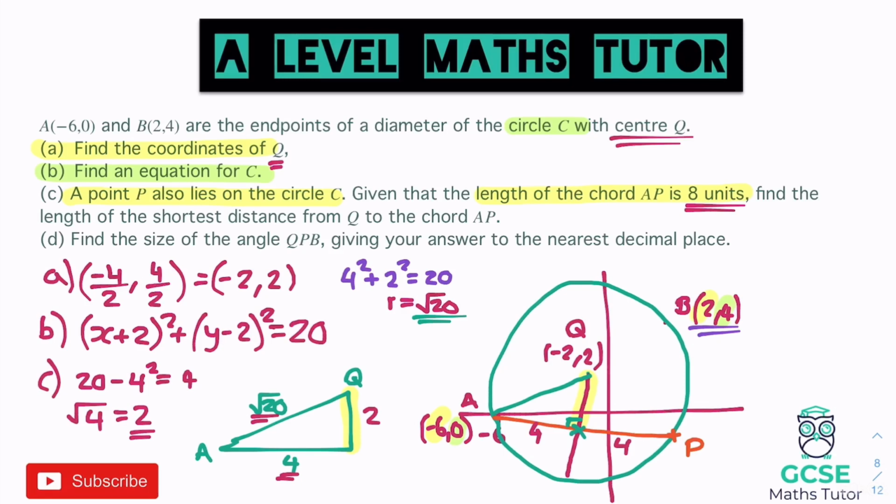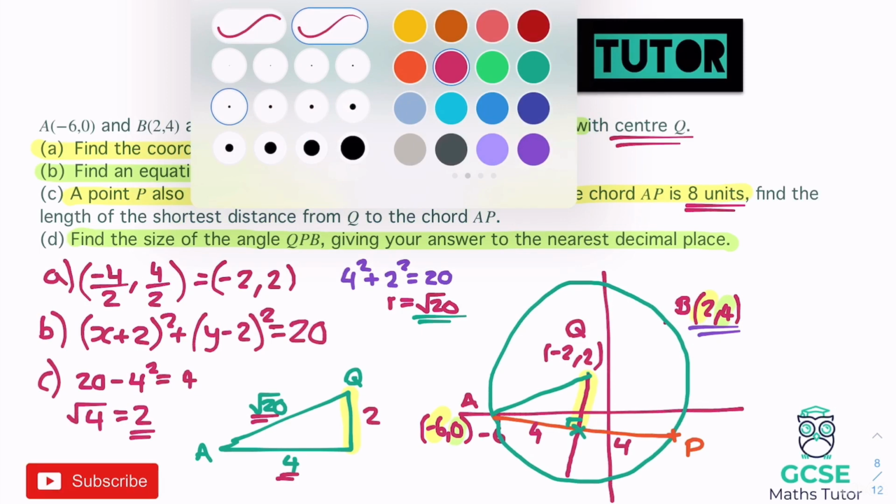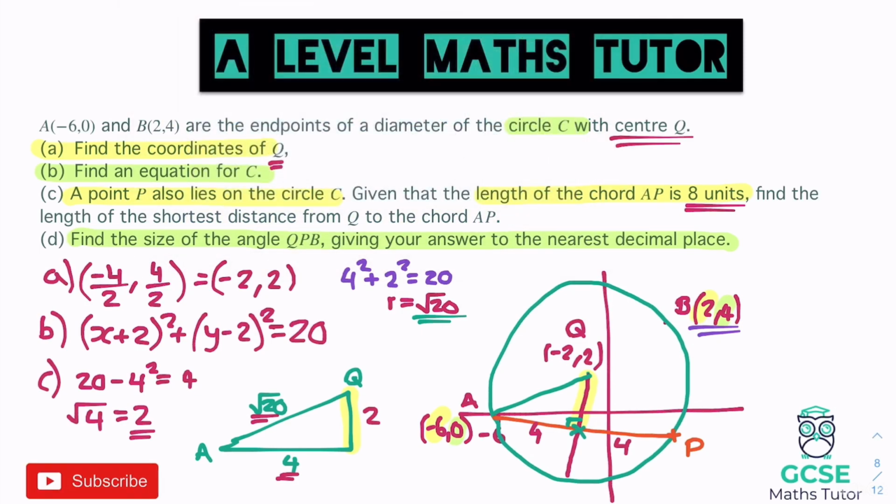So for part D, for our final part, I did say we've got quite a lot to look at here. It says find the size of the angle QPB, giving your answer to the nearest decimal place. So QPB, let's have a look where that is. Q's at the centre, P is down here, and B is up there. So we're going from Q to P to B, and we're having a look at this angle just here.